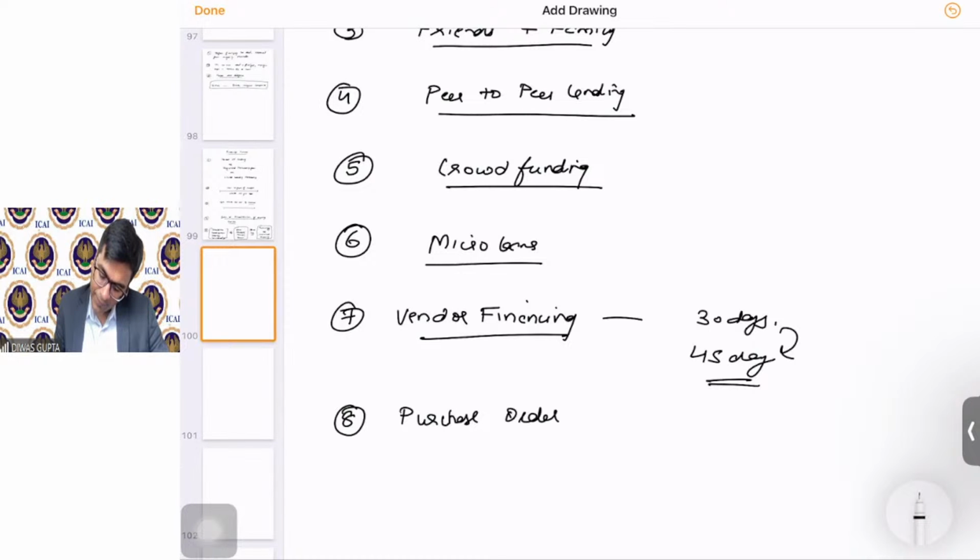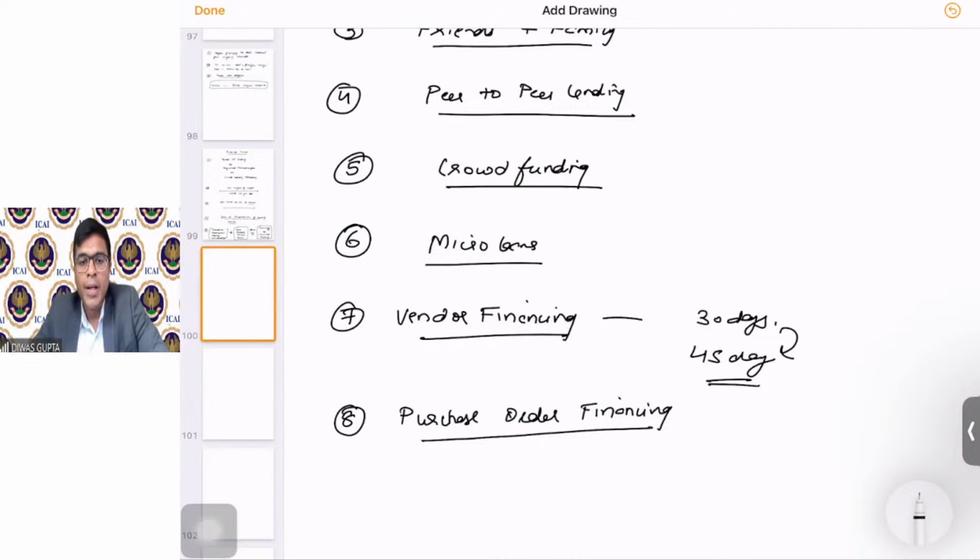Purchase order financing. Now, purchase order financing, students, what happens? Let's say the startup has got a purchase order. It will approach the financial institutions, saying that since it has got an order, a confirmed order, which it has to service.